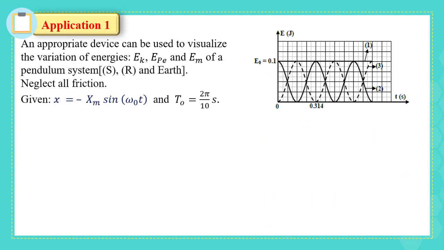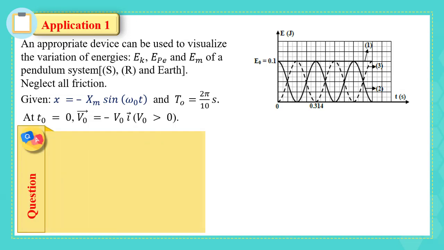Let's end with an application. An appropriate device can be used to visualize the variation of energies, the kinetic, elastic potential, and the mechanical energy of a pendulum system S, R, and Earth. Neglect all friction. So, given that x equals minus xm sine omega 0 t, T0 equals 2 pi over 10 seconds, and at t0, the velocity equals minus v0 i vector, where v0 is all the time positive.